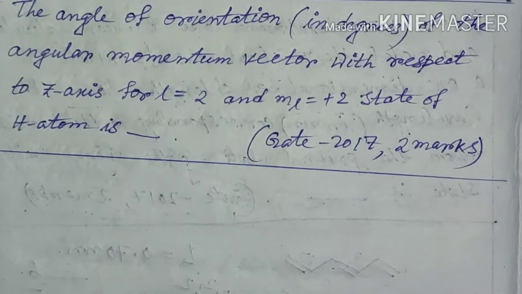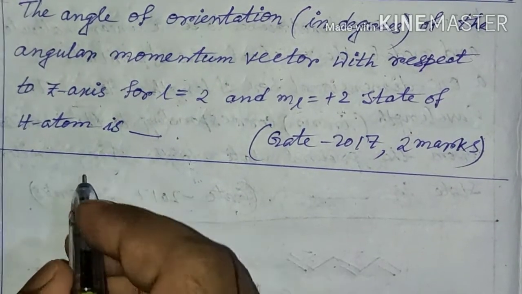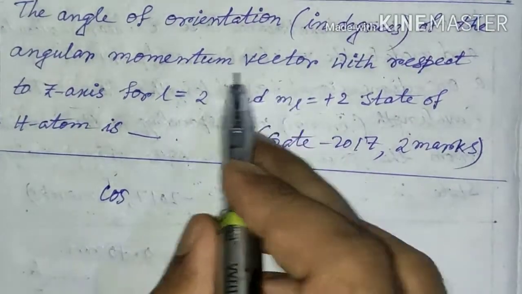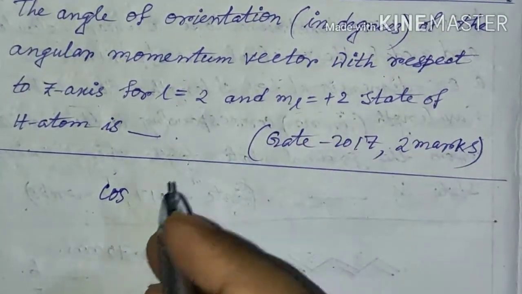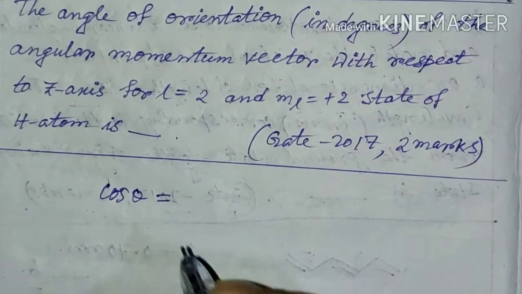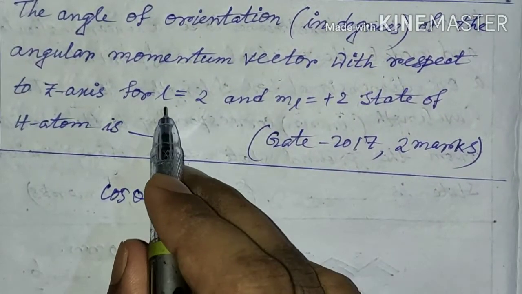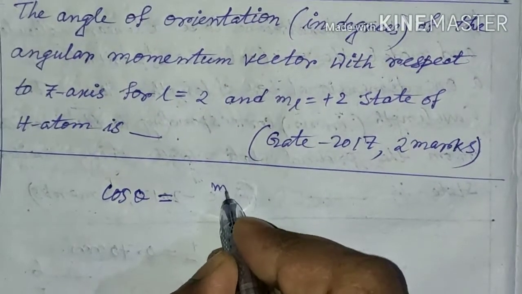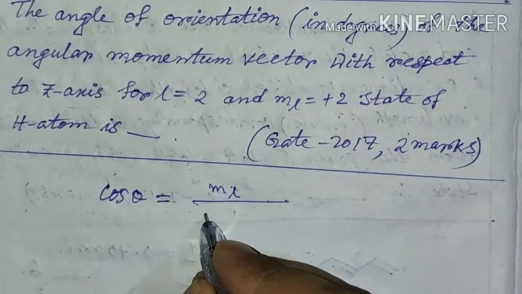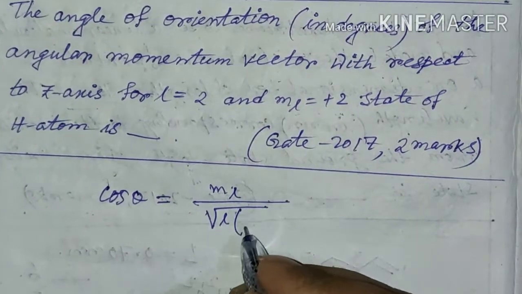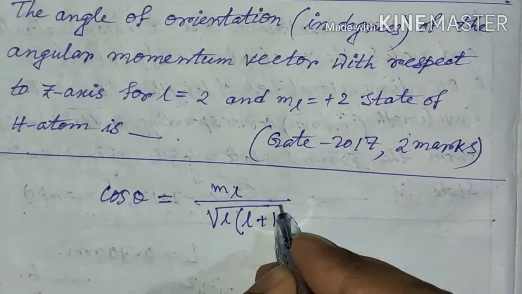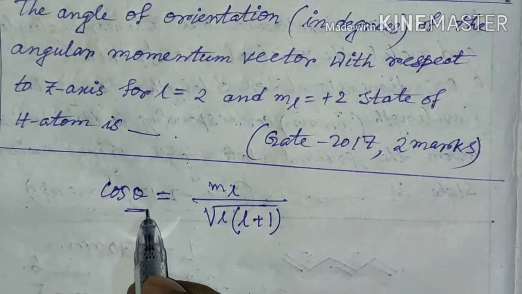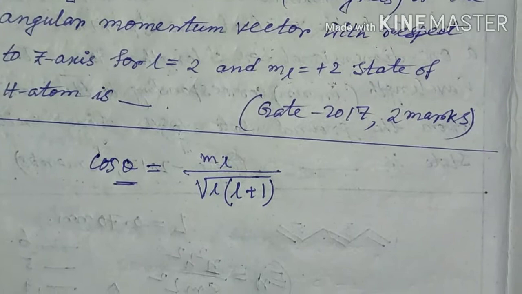Now we have to just know the formula that if the angle is theta between the angular momentum vector with respect to z axis, then the formula for a given value of L and ML, that is cos theta is equal to ML divided by root over L into L plus 1. Just we have to put the value of ML and L, we can calculate the angle theta. It is very easy question.